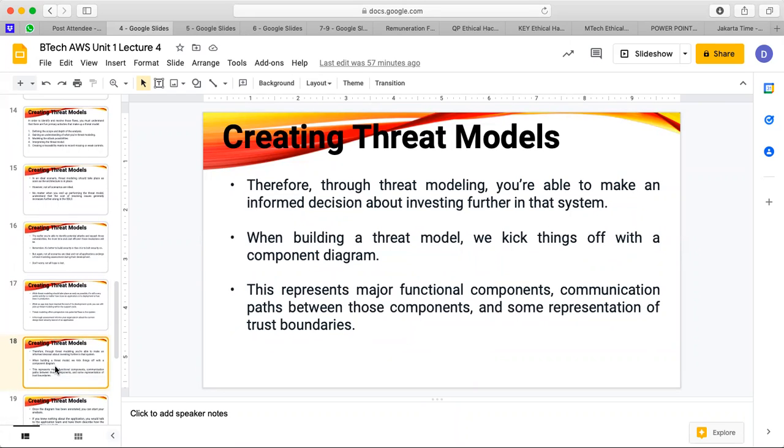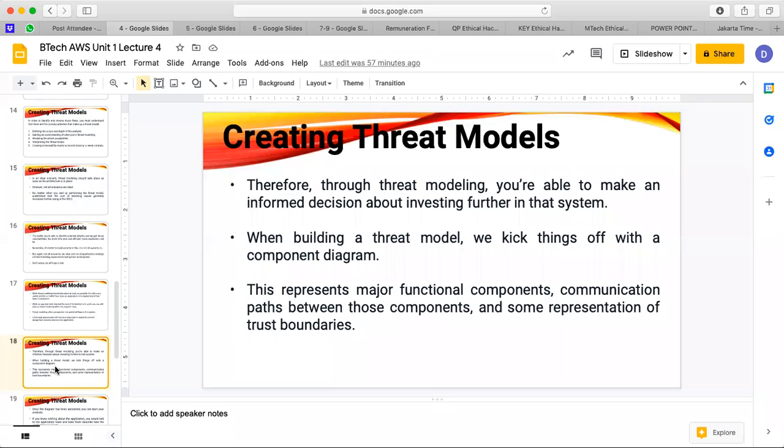Thorough threat modeling. Therefore, through threat modeling, you are able to make an informed decision about investing further inside the system. When you build a threat model, we kick things off with a component diagram.